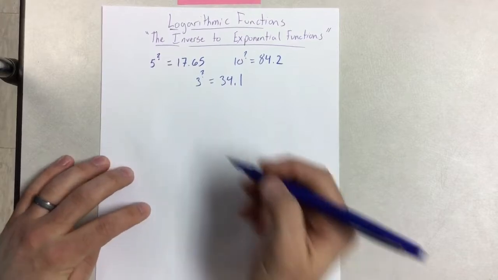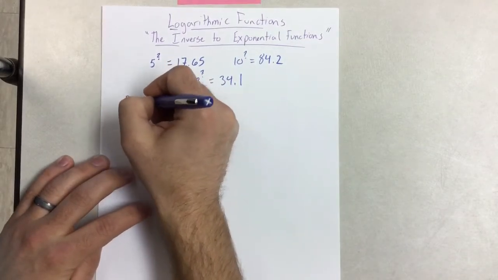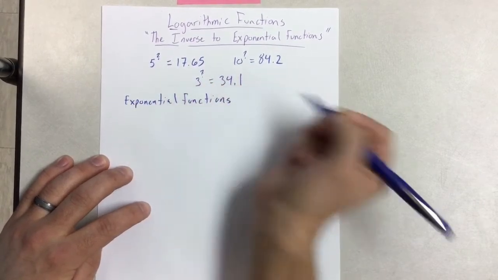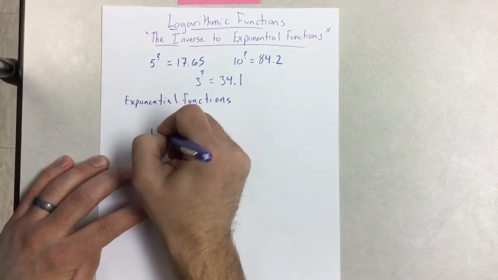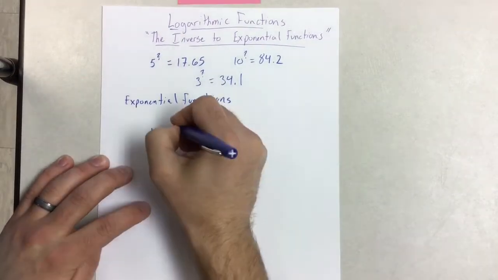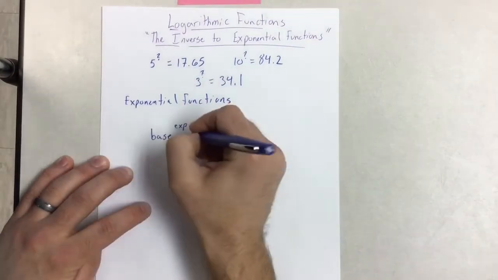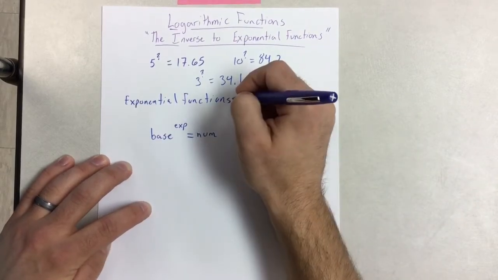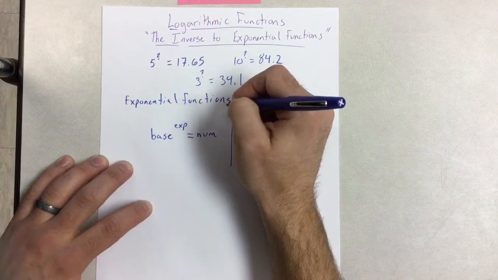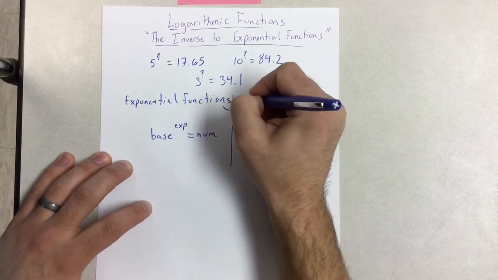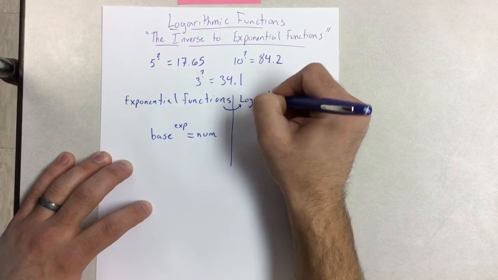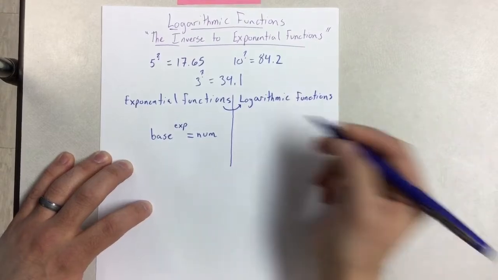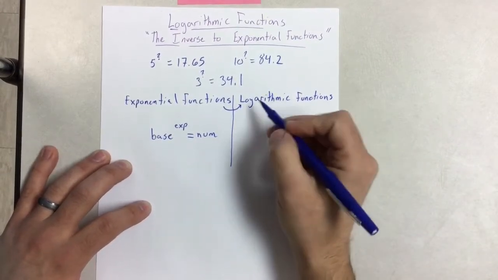So let's review real quick. We just came from exponential functions. And what we saw with exponential functions is we have a base, which is a number, raised to some exponent, which is a variable, and it equals some number. Okay? Well, when we transition to its inverse, which is logarithmic, we have this little notation log, which is just shorthand for logarithm.